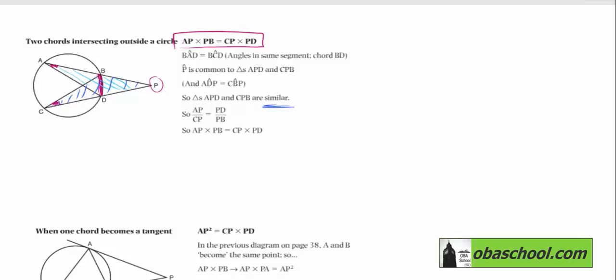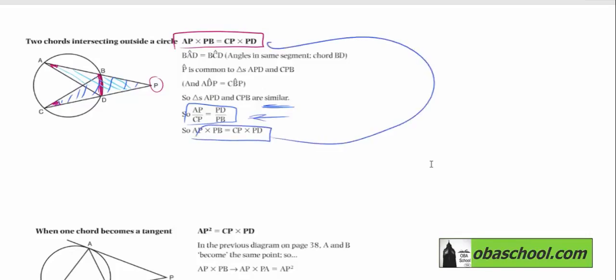So both triangles APD and CPB are similar, and that is because we have proven the three angles equal to each other. So we can say that AP over CP is equal to PD over PB. And after doing cross multiplication, AP multiplied by PB is equal to CP multiplied by PD. And it is proven.